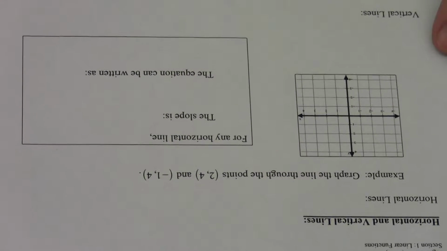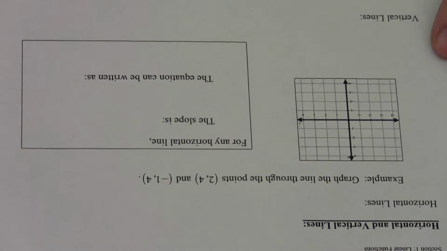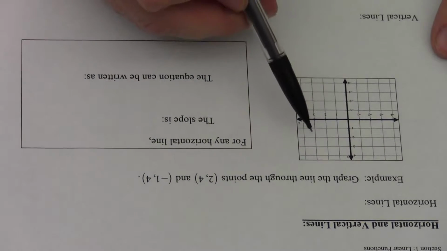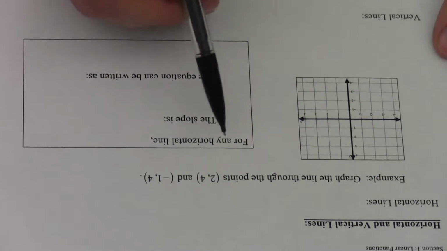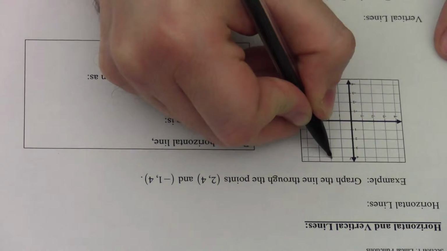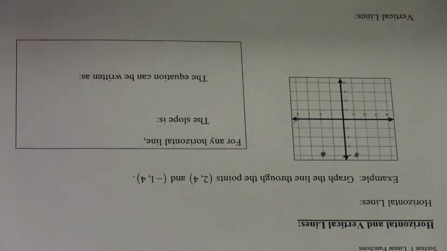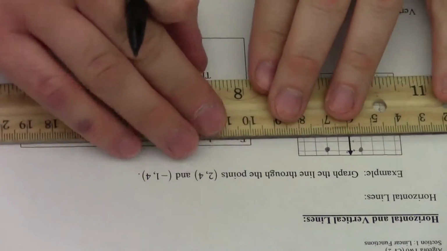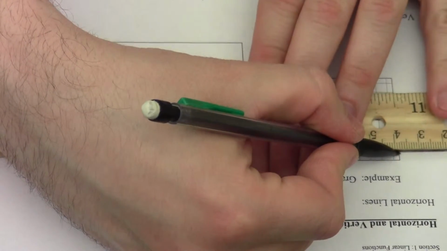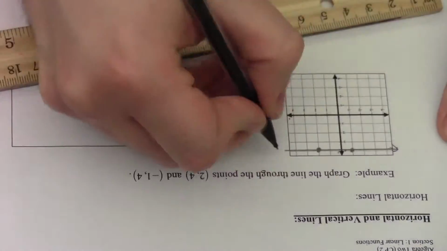So far, all the lines we've looked at have been slanted, but now I want to talk a little bit about horizontal lines and vertical lines. First, we want to graph the line that goes through (2, 4) and (-1, 4). So I'm going to plot my points, (2, 4) and (-1, 4), and I'm going to connect them with a ruler, and we should get something that looks like this.